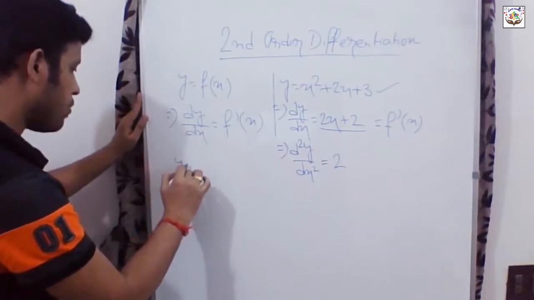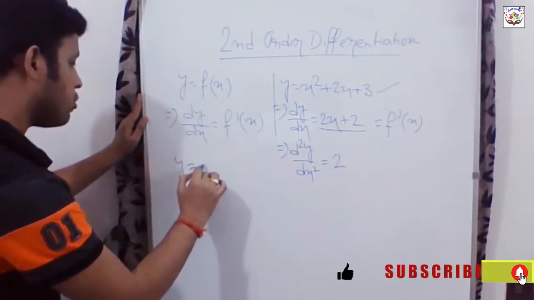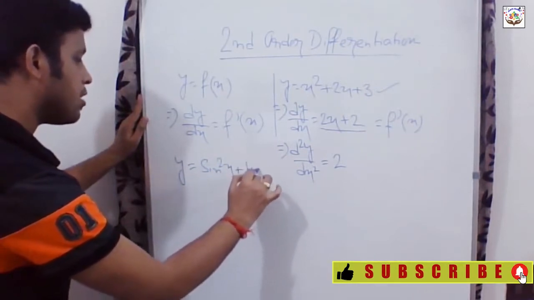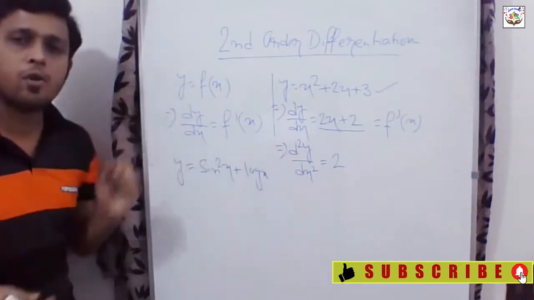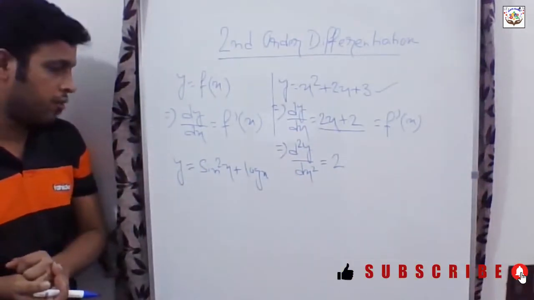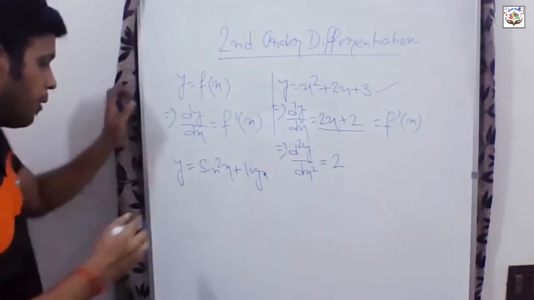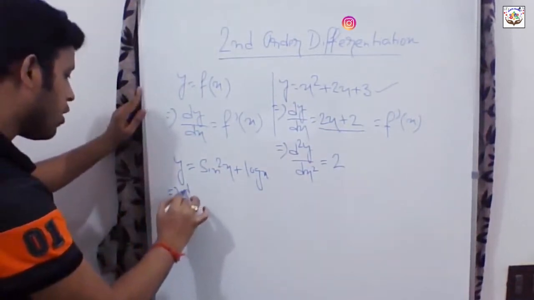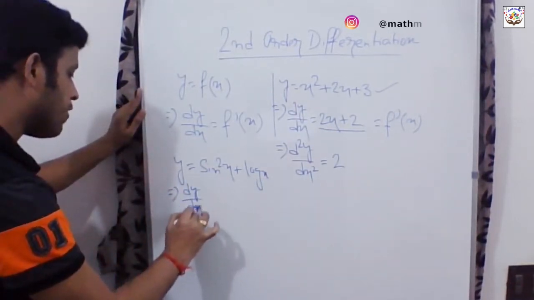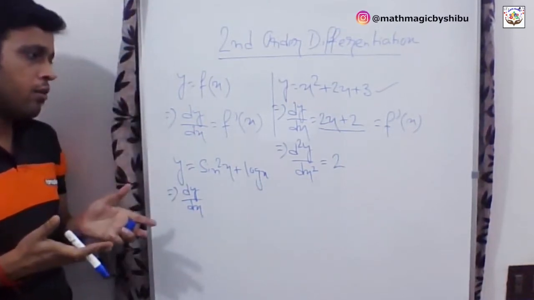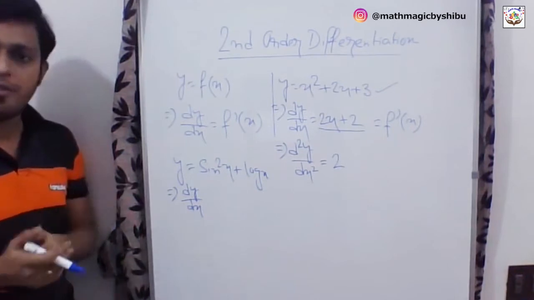Suppose y equals sine square x plus log x. Okay, this is a function. This is a trigonometrical function and this is a logarithmic function. Now if we do a single order derivative, that means first order derivative, which we call dy dx, that is what we are doing in our differentiation videos.